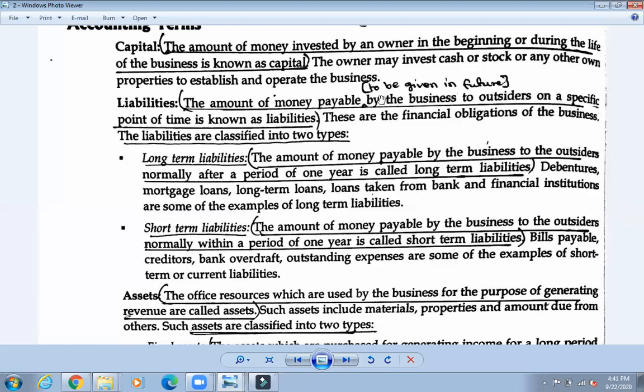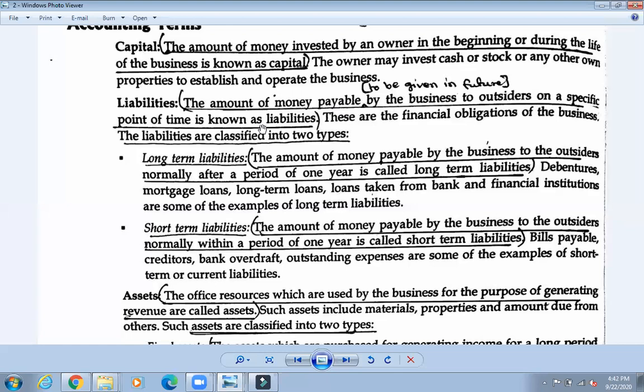जुन चाहिँ पैसा छ, पैसा चाहिँ तिमीहरूको तिर्नु पर्ने. Payable, pay means तिर्नु, able means पर्ने. Okay, तिर्नु पर्ने. Okay, amount, what we call liabilities, by the business to outsider on the specific point of time. Okay, so within a time you need to pay to someone, that is called the liabilities. Okay, so liabilities भन्नाले के हो त, जुन चाहिँ पैसा चाहिँ तिमीले तिर्नु पर्ने.